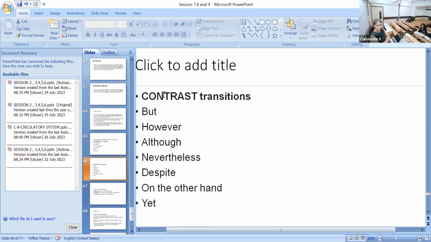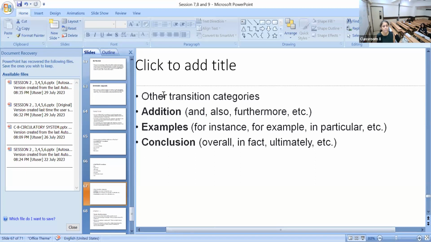Done? Ready, written, finished. So you can also see addition examples we have already done. If you have not written something, exemplification transition it is. In particular, I've not given it. So you can add in particular in your exemplification transition. And you can also write your conclusion transition: overall, in fact, ultimately.